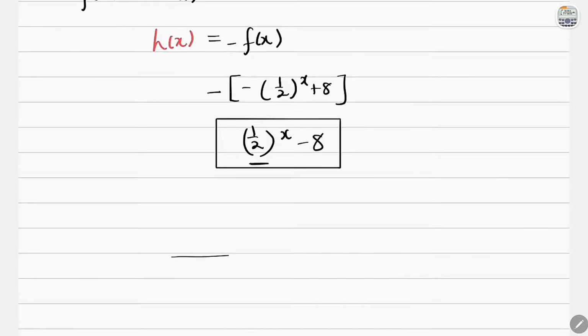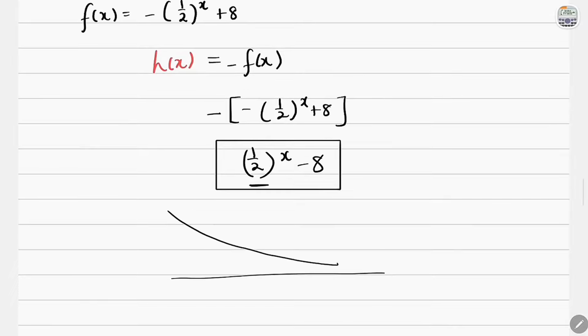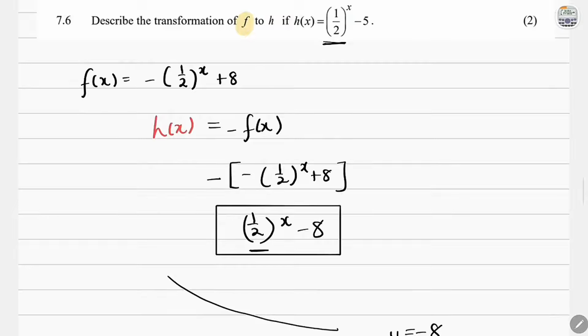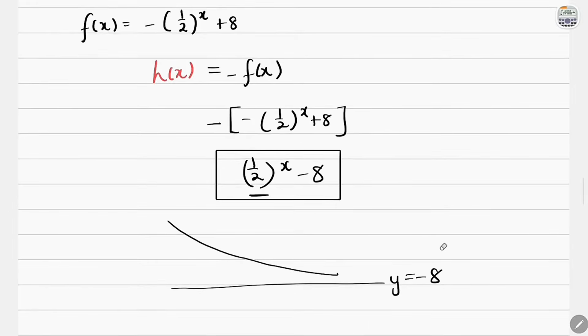So the graph now lies above the asymptote first, and it's decreasing. But then y equals -8 would be your asymptote, and this one has y equals -5. So from -8 to -5, we clearly shifted this graph up. By how many units? We moved it up by 3 units, okay? From -8, -7, -6, -5.